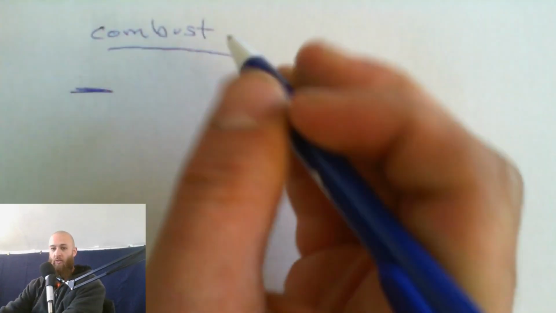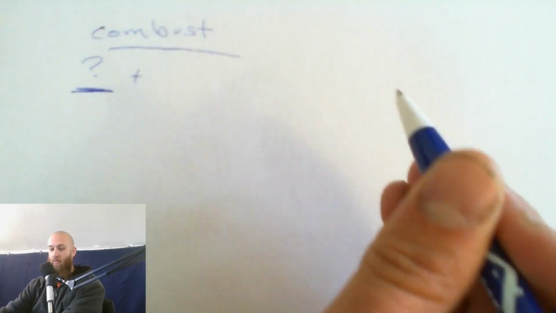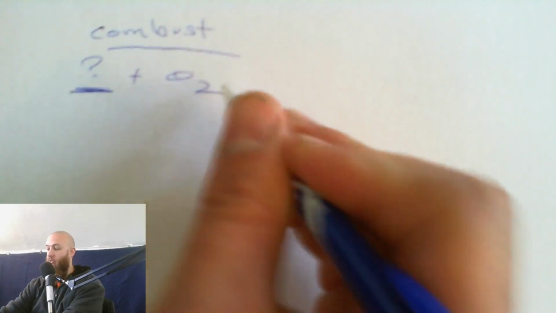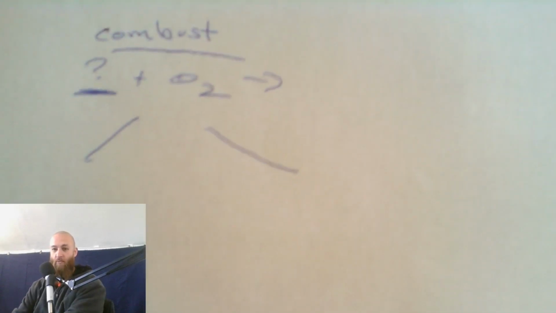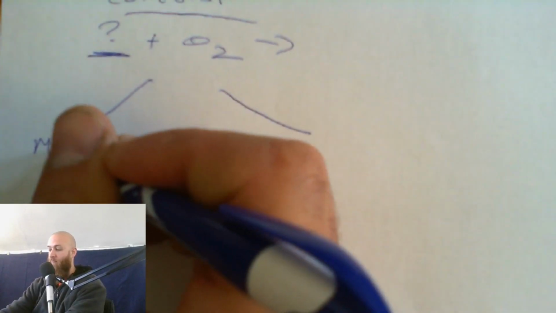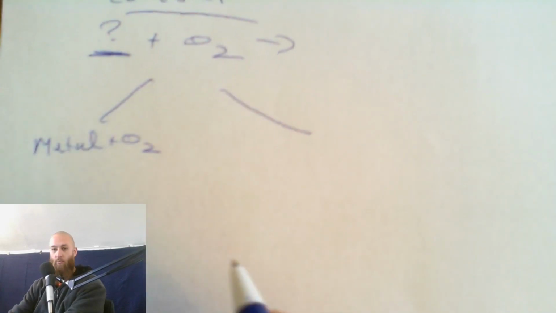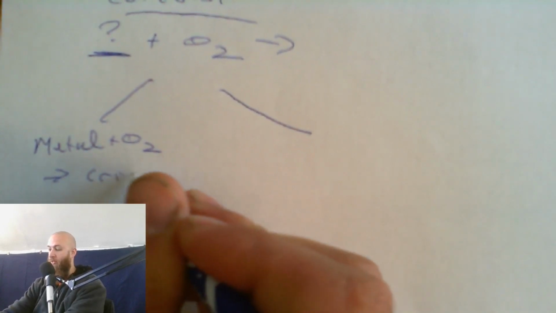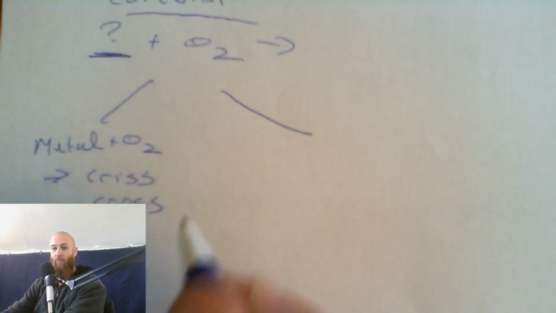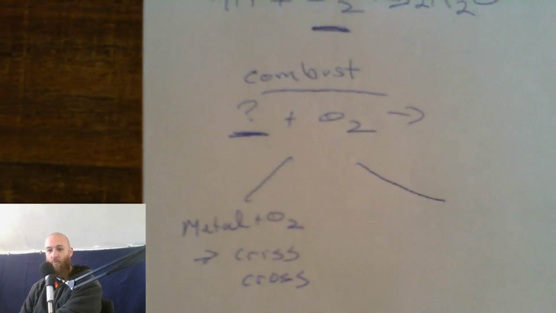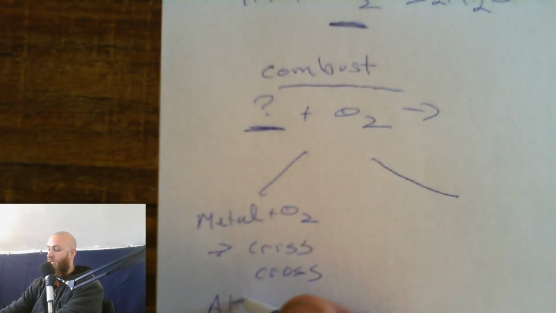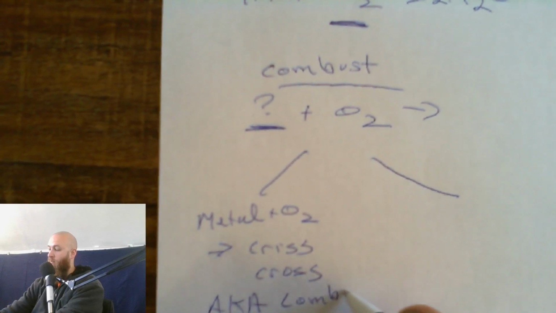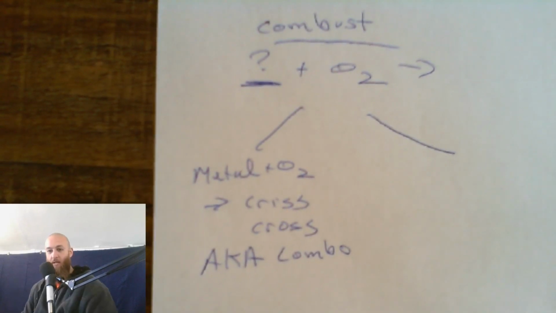Combustions are always something, whatever that is, doesn't necessarily matter at the moment, plus O2. So when you see that, you should be thinking combustion right away. That's info I gave you yesterday. Now, there are technically 2 kinds of combustion. There's when you have a metal plus O2. When you do that, you should get the crisscross for the product. And that is just like what we went over a moment ago, okay? So this one can also be called, AKA, combo. You already know how to do this because we just talked about that a minute ago, okay?